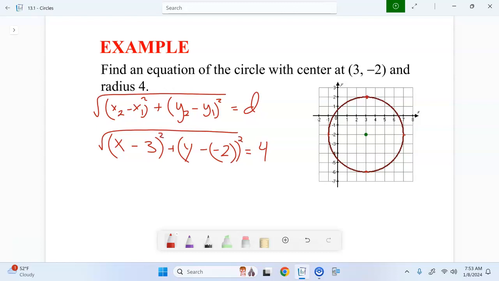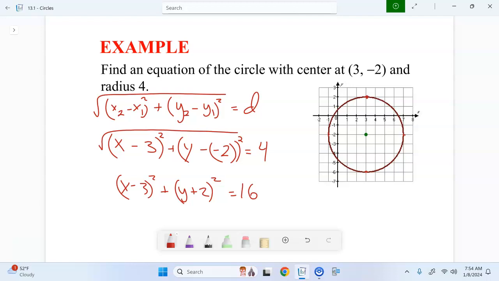I want to clean up the equation a little bit. X minus 3 just stays x minus 3. Y minus -2 becomes y plus 2. And then since I don't want the square root anymore, we square both sides and we end up with 16. So we can square both sides, clean up what's in the parentheses, and then we have our standard form, which tells us where our circle is and what the square of the radius is.